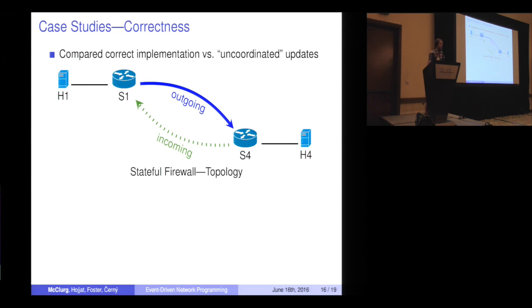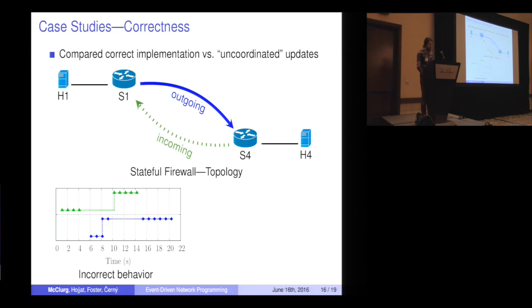Okay, so the second thing that we did is we wrote some real-world examples, and then we compared the behavior of our program with the behavior of a different implementation, which we call uncoordinated updates. In that implementation, the event is sent to the controller, and the controller at some point later decides how to process the event and set up the new state that has changed in the network.